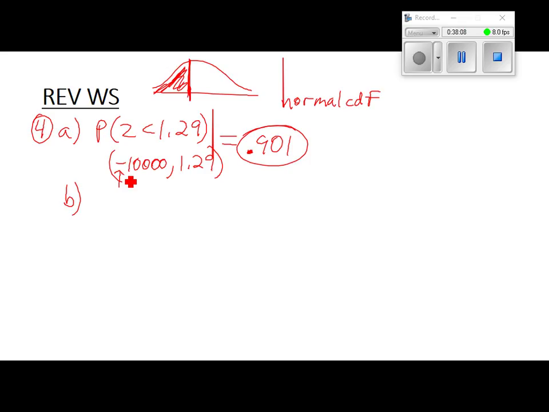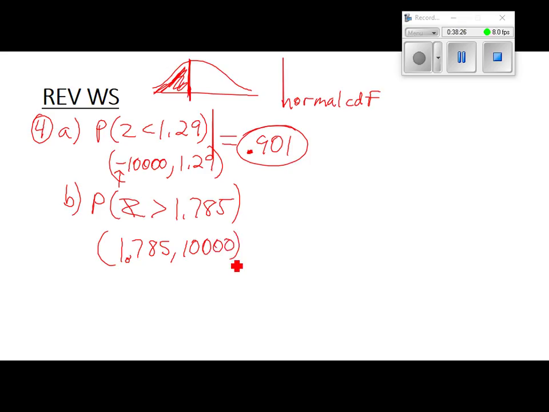Letter B, we want the probability that Z is greater than 1.785. What do we punch in the calculator this time? 1.785. And then we go over to 10,000, right? So punch that in, what's that give us? Give me a few numbers. 0.037, I'm sorry, I misheard you. 0.037. I'm not gonna write down the probability so we can hurry along here.